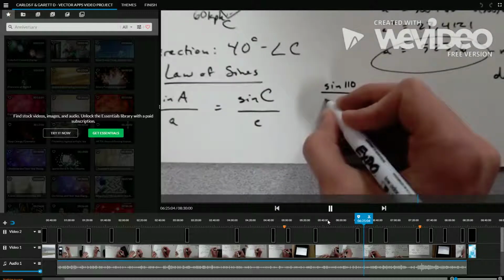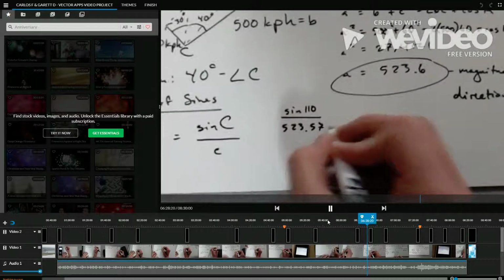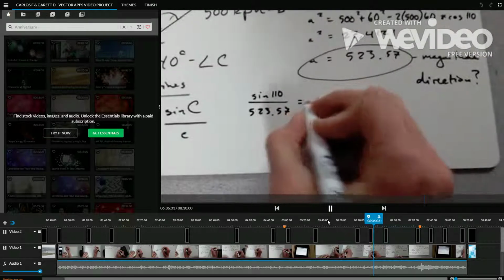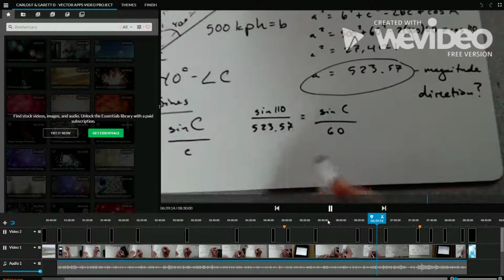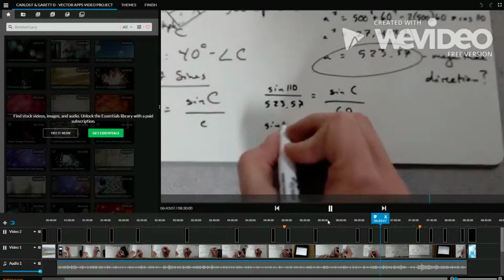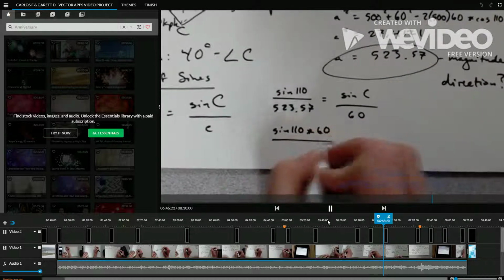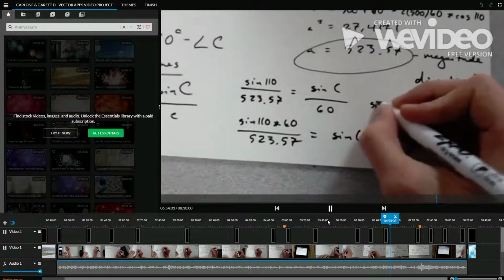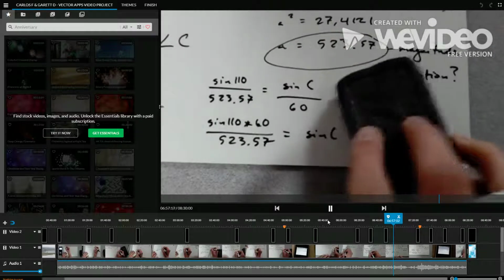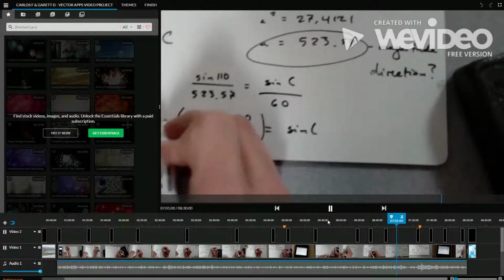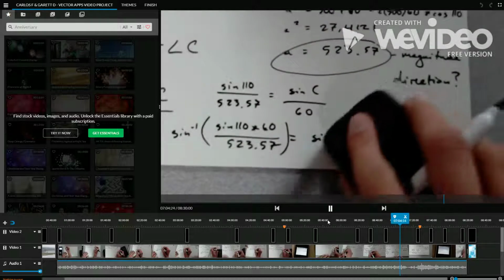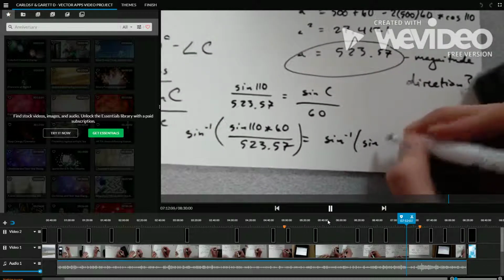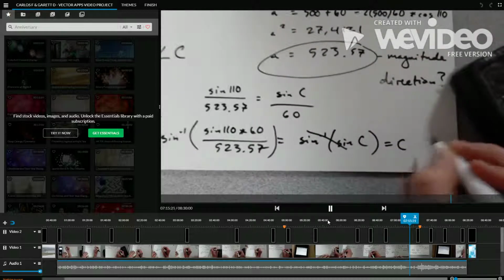So sine of 110 over 523.57, should be rounded to there, equals sine of C over 60, because we don't know C, that's what we're solving for. So now I will just solve. Sine of 110 times 60 over 523.57 is sine of C, and then I'll just do inverse sine of the whole thing. I'm going to rewrite this out so that it looks better. Sine inverse of sine C, those cancel out, and we're just left with angle C.